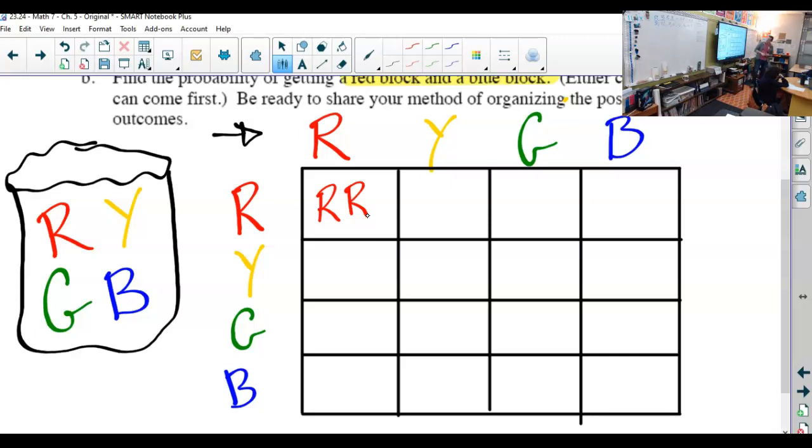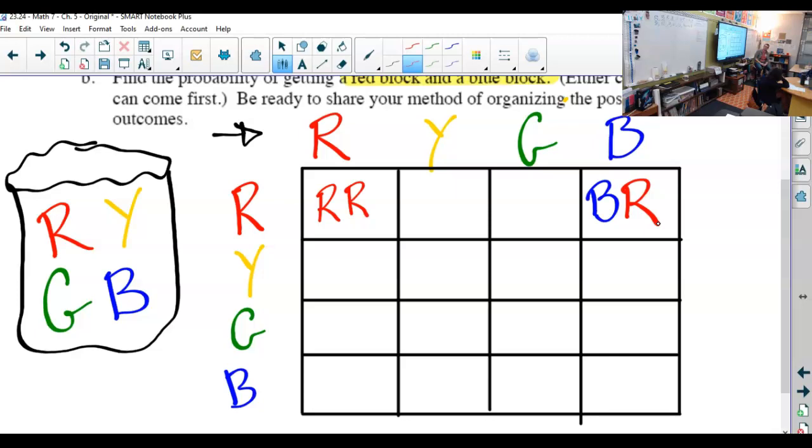Have you figured out how many ways there are to get a red-blue combo up here? So where on my table should I put that? Where would it be? Top right. So right here, if I call the top the first thing, I would have gotten blue, and then I would have gotten red. Is that the only blue-red combo on our table? Where's the other one?